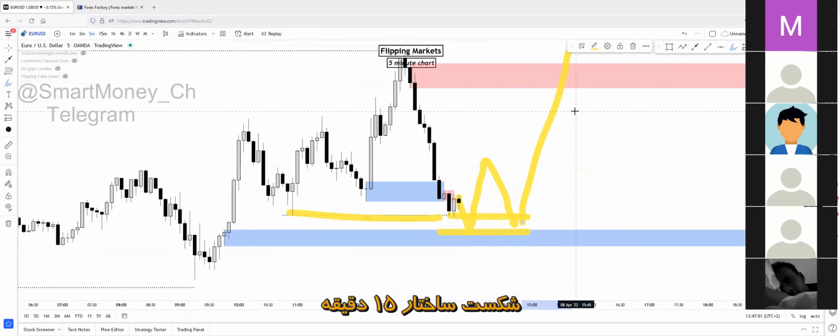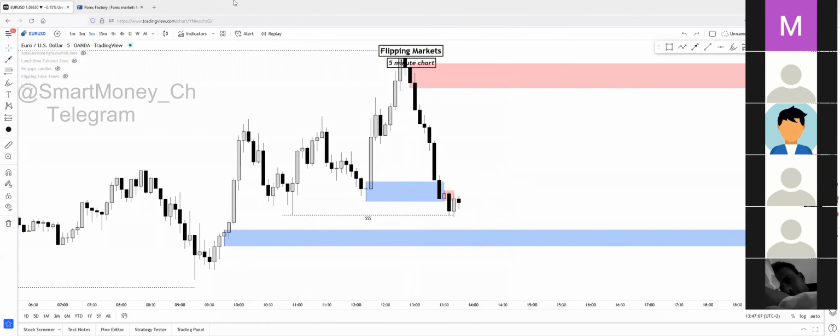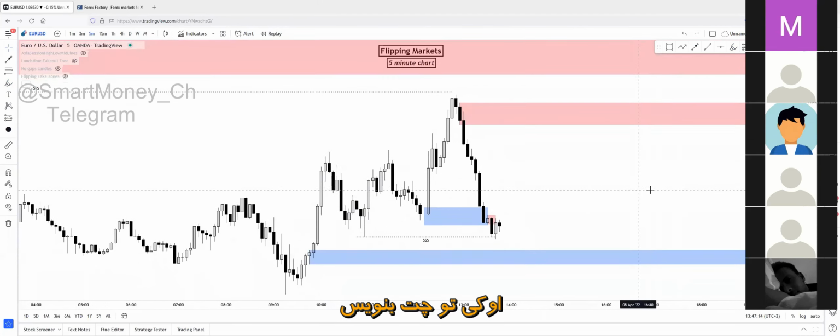Break of structure on the 15-minute. What do you mean, Sardar? What do you mean break of structure on the 15? Okay, I'll just write it down.